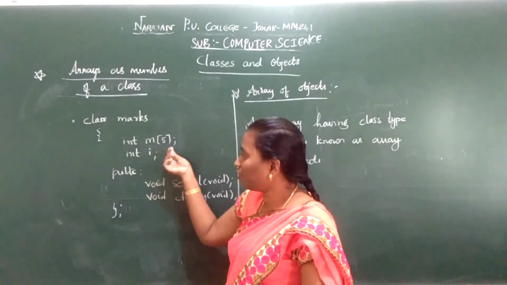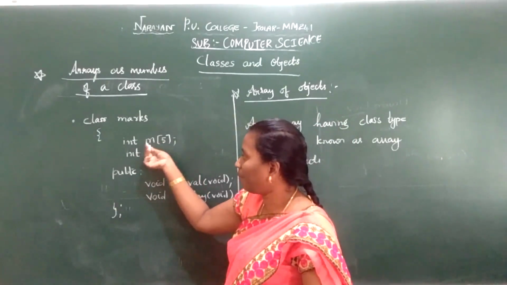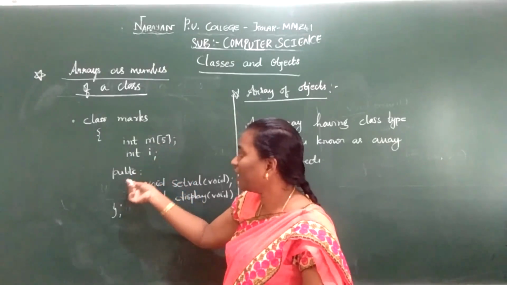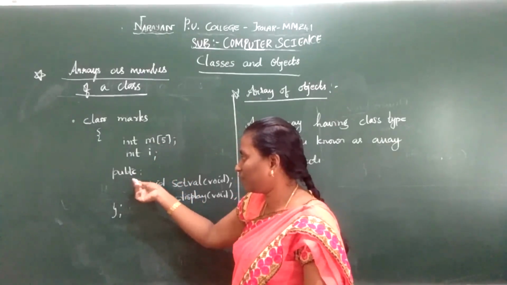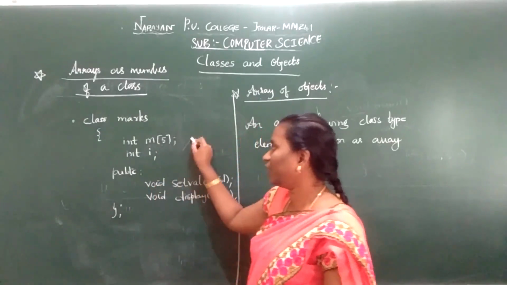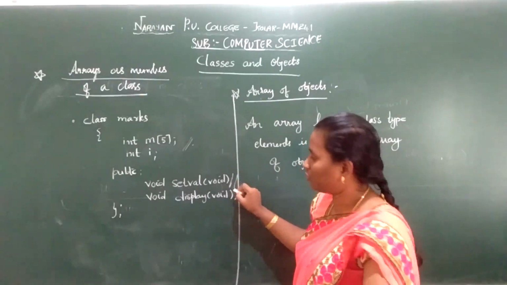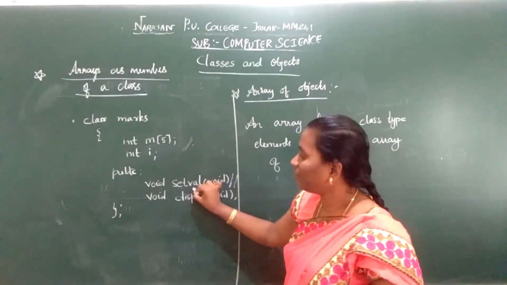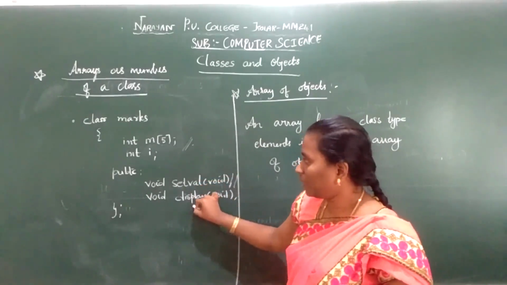Here I have given the marks as an array m[5], that means he has 5 subjects. Next, in the public access specifier, usually there will be a data member and member functions. Here it will be setval and display. Setval will set the value, display will display the marks.